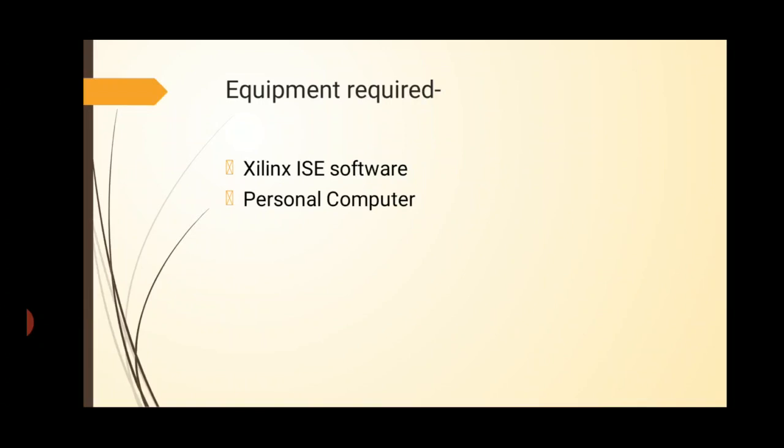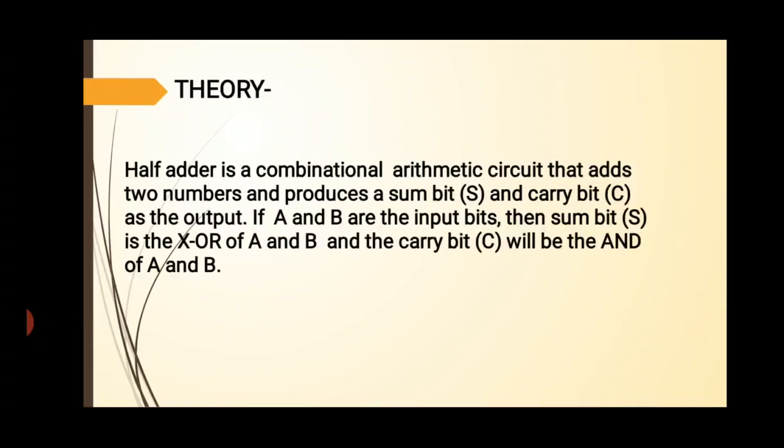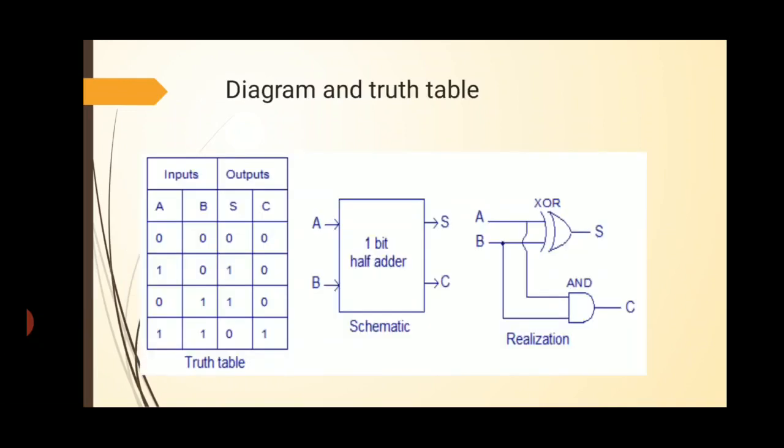First, we discuss the theory of HAPADDR. HAPADDR is a combinational circuit that adds two numbers and produces a sum bit and a carry bit. So next is the diagram and truth table.